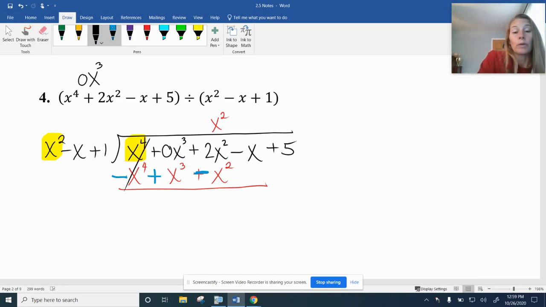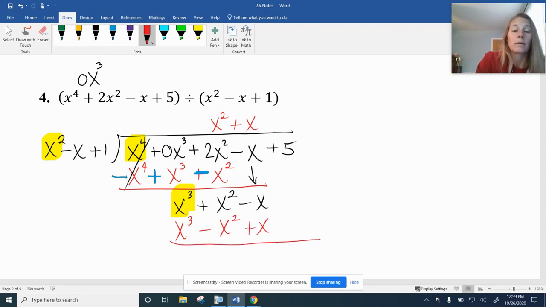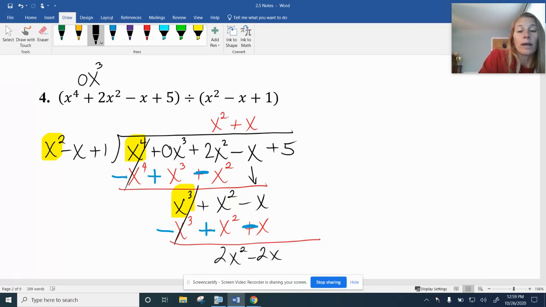So 0x cubed plus 1x cubed is just x cubed. 2x squared minus x squared is just x squared, and then we have to carry down this negative x. Repeating that process once more, we need to multiply a single x by the x squared to get this x cubed here. Then x times negative x would be negative x squared, and x times 1 is simply just x. Again, subtracting each of those terms, and if it's already a negative, it's changing to an addition. So now I have 2x squared minus 2x, and then we're carrying down this 5 here at the end.